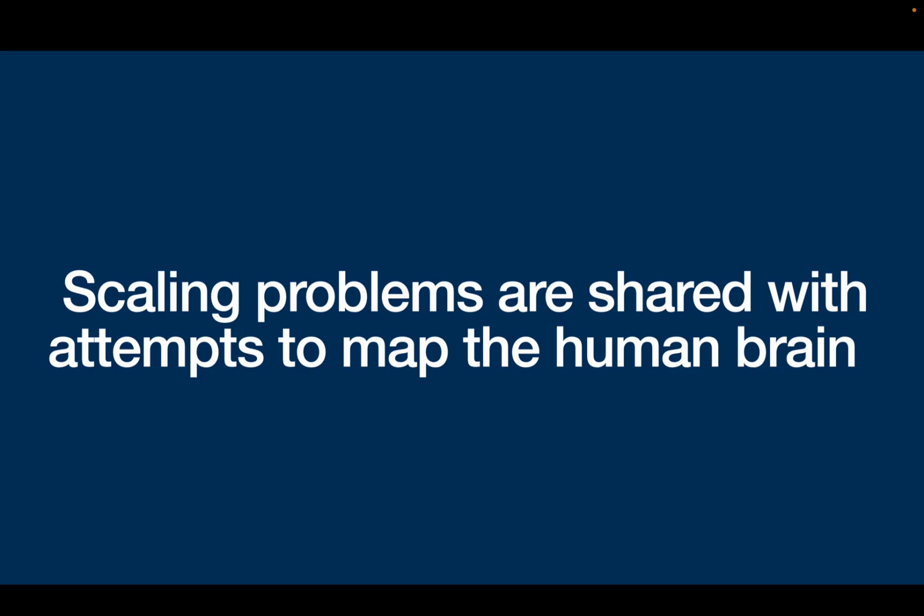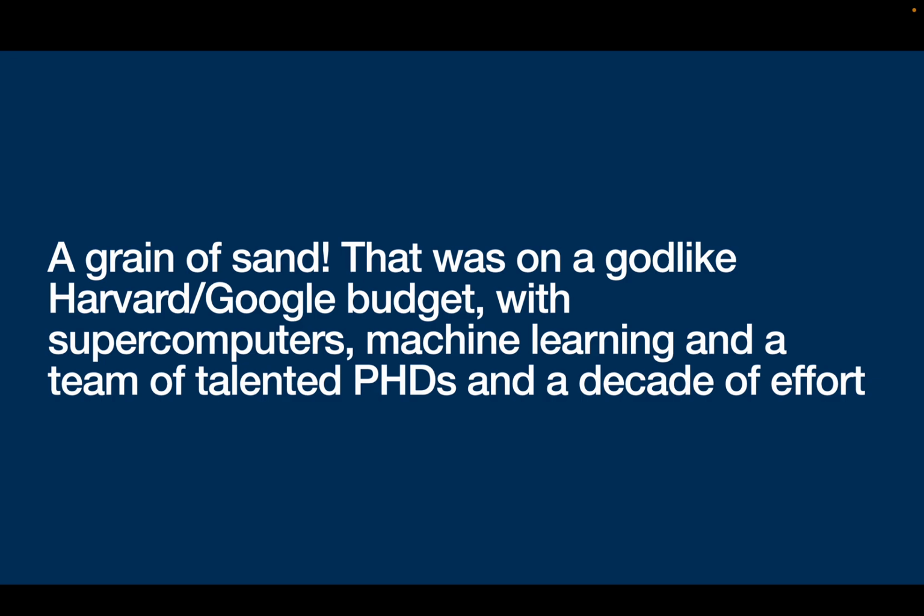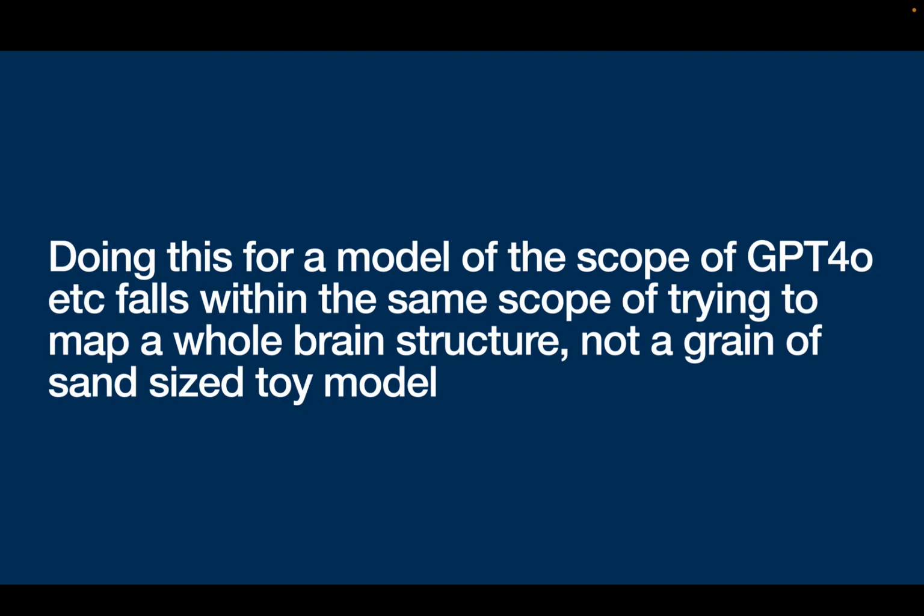Similar issues are shared by brain scientists. The experts in the Harvard study, the Harvard Google study, analyzed a cubic millimeter of tissue, which is about 57,000 cells, 150 million synapses. So this was a grain of sand, and this was with a godlike Harvard and Google budget, with supercomputers, with PhDs, and it took them a decade. Okay, I'm just me. No one's paying me to do this yet. So if we were going to do one of these cutting edge flagship generative AI models, that would be like trying to model a whole brain. We're in the infancy of this science.